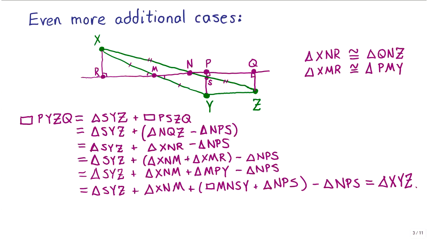Now, what regions does that leave us with? It leaves us with SYZ, XMN, and this quadrilateral MNSY, and these three regions together form the triangle XYZ. Therefore, XYZ is equivalent by dissection to the quadrilateral PYZQ.